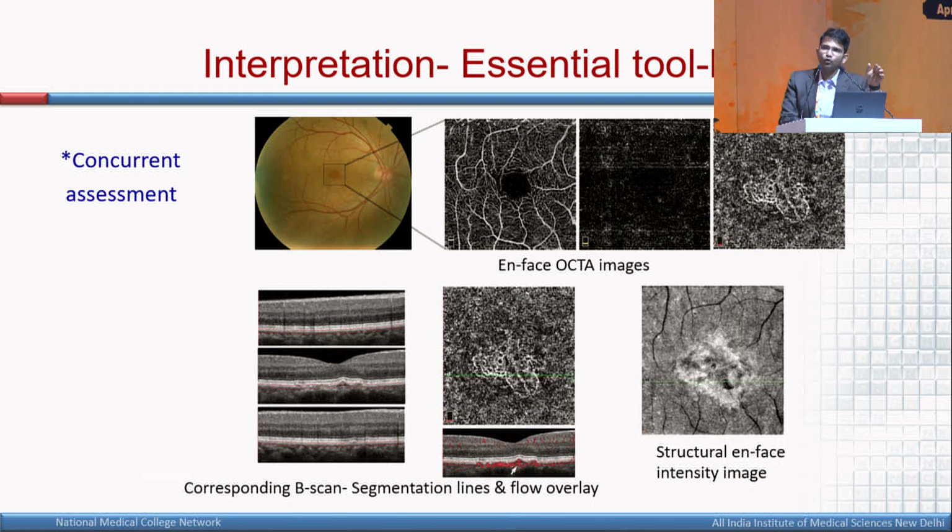Now you also need to look at the structural NFAS intensity image, because I'll come to that later on. You need to have a look at the intensity, whether the image has been properly acquired or not, whether there are any artifacts coming in it, whether there are shadow artifacts which are being misinterpreted as flow void areas. So that is why you need to have a look at all three images: OCT angiography, NFAS images, B-scan with flow overlay, as well as segmentation lines, and the intensity image.